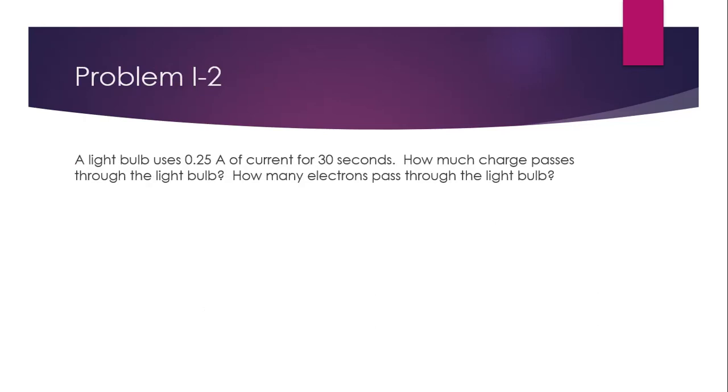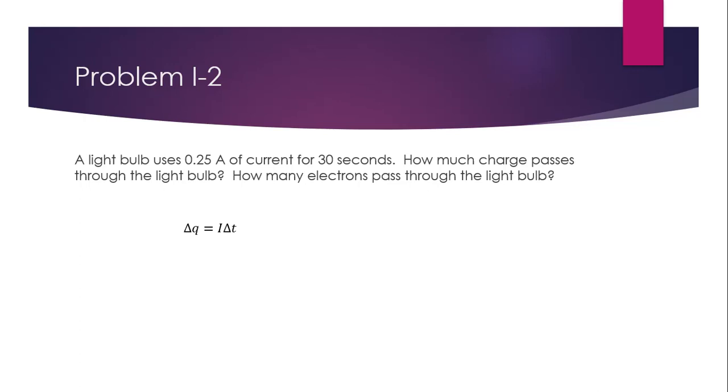So let's do a quick problem, and let's say we have a light bulb that's using 0.25 amps of current for 30 seconds. Now an amp, if we wanted to define it in terms of coulombs and seconds, is really 1 coulomb per second, or you can think of a coulomb as 1 amp times 1 second. Probably more accurate to think of that second one, that a coulomb is an amp second. So we want to figure out how much charge passes through the light bulb, and then how many electrons must have passed through the light bulb.